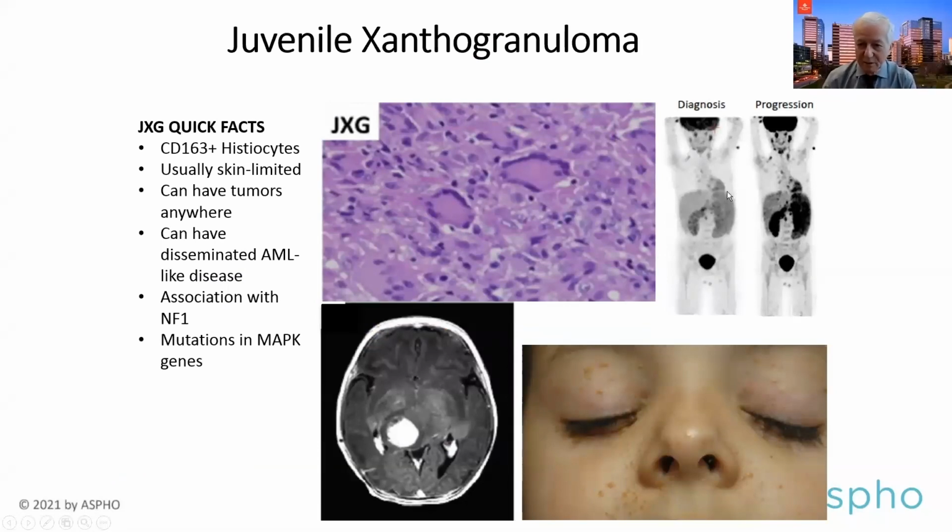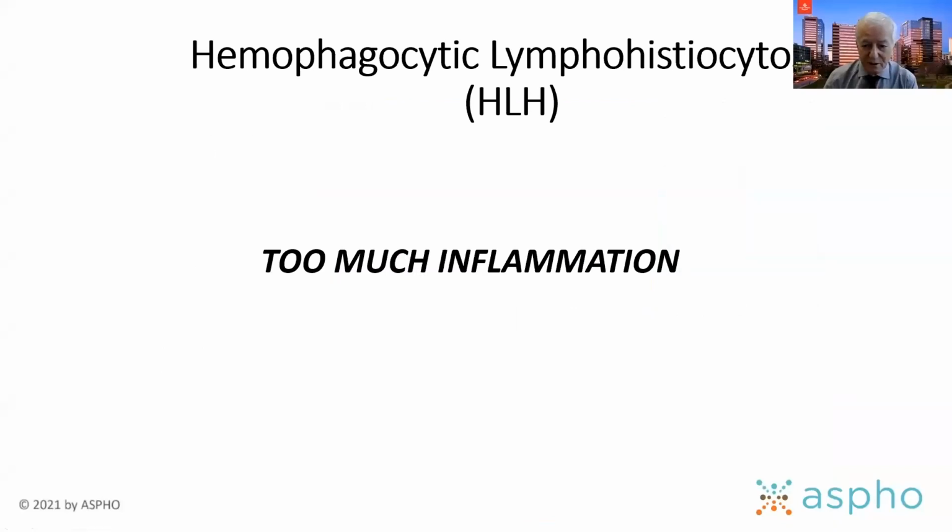And there have been patients who present with hepatosplenomegaly or progress from just a little involvement. They can also have kidney involvement, and we've seen a few patients with brain tumors from JXG. Often these are associated with NF1 mutations as well as MAP kinase mutations.